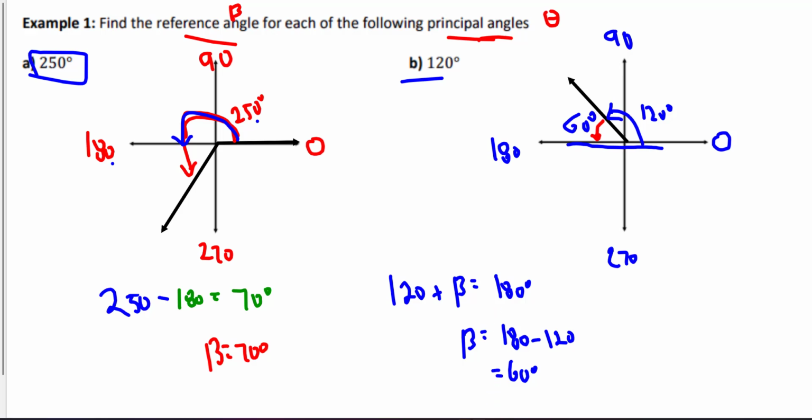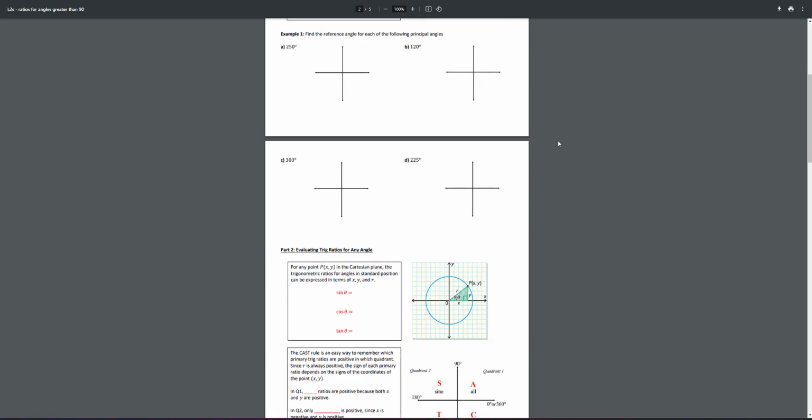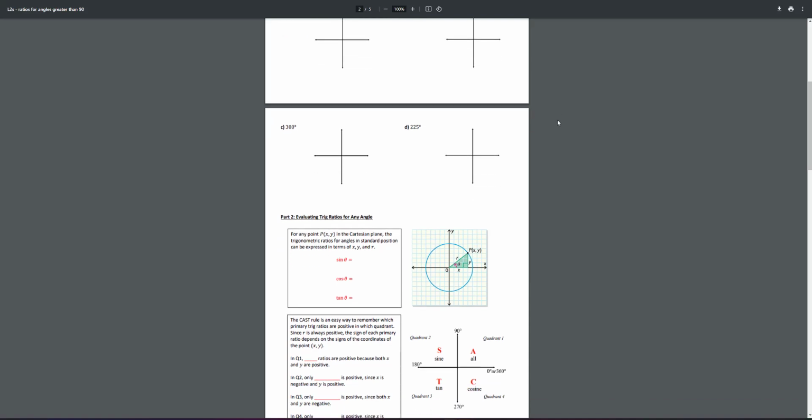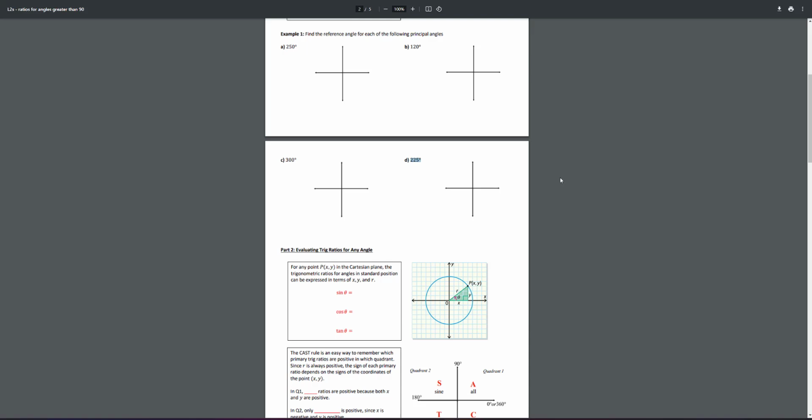I would recommend you guys practice this yourselves. Yeah, the next two you guys will have to do on your own.